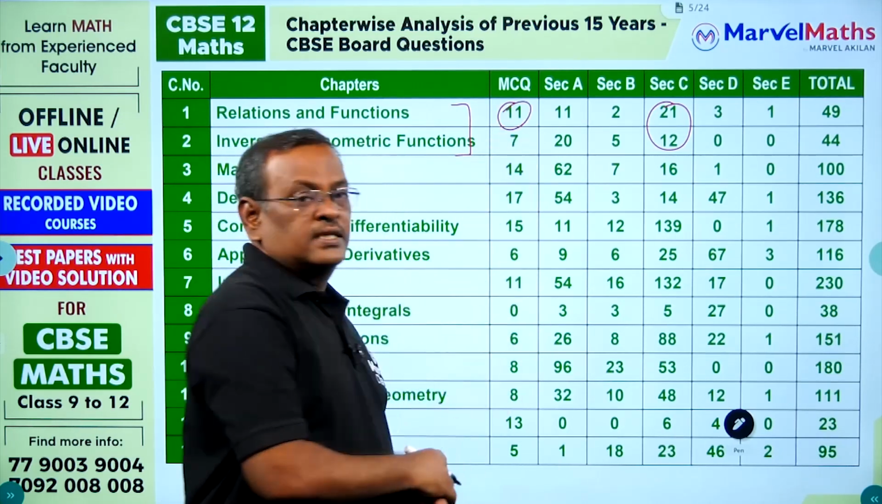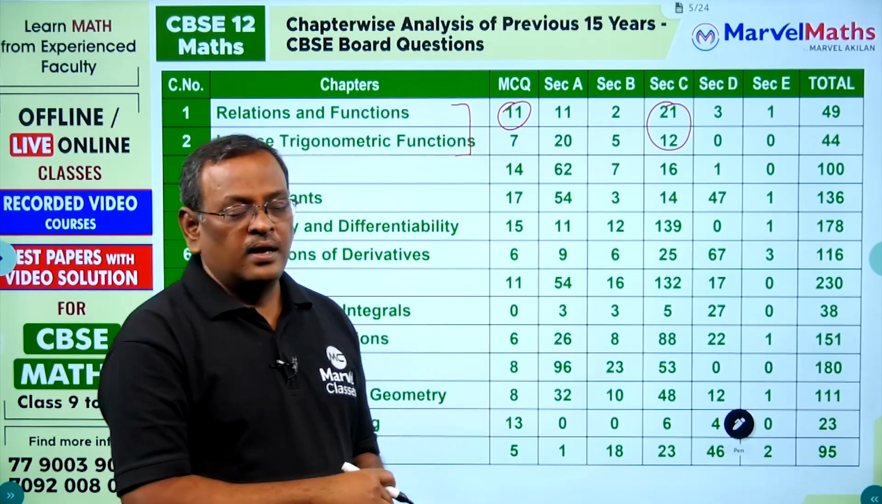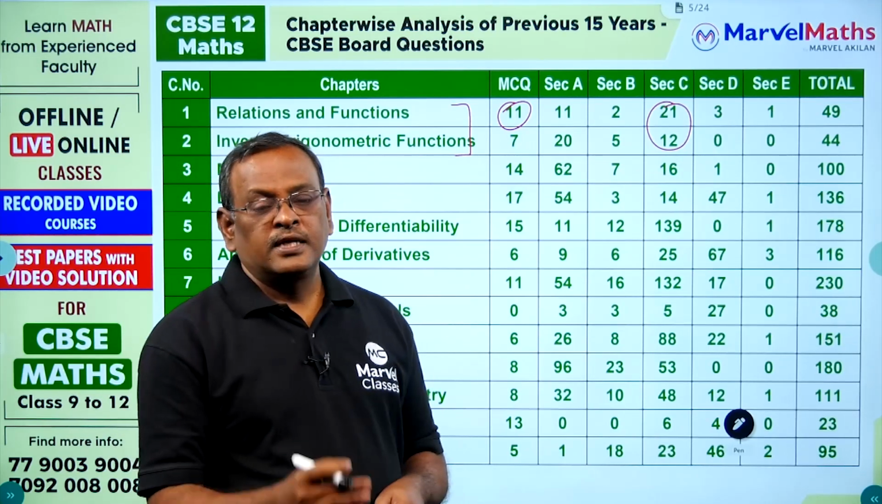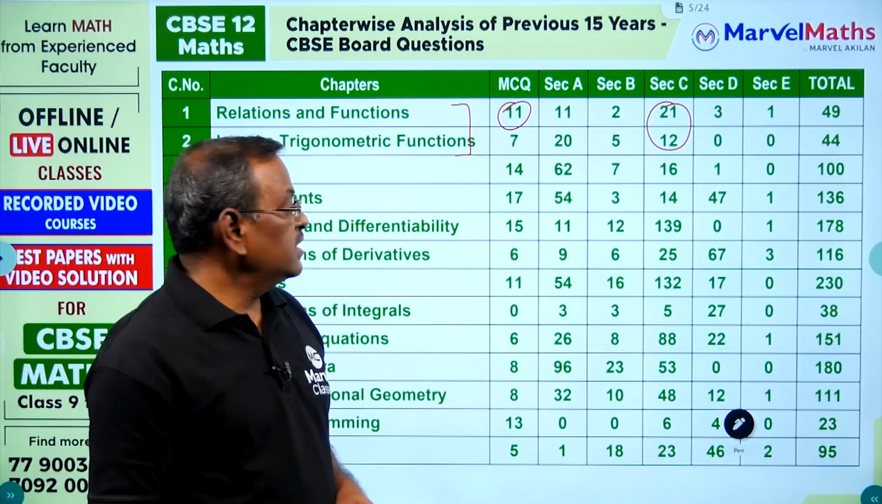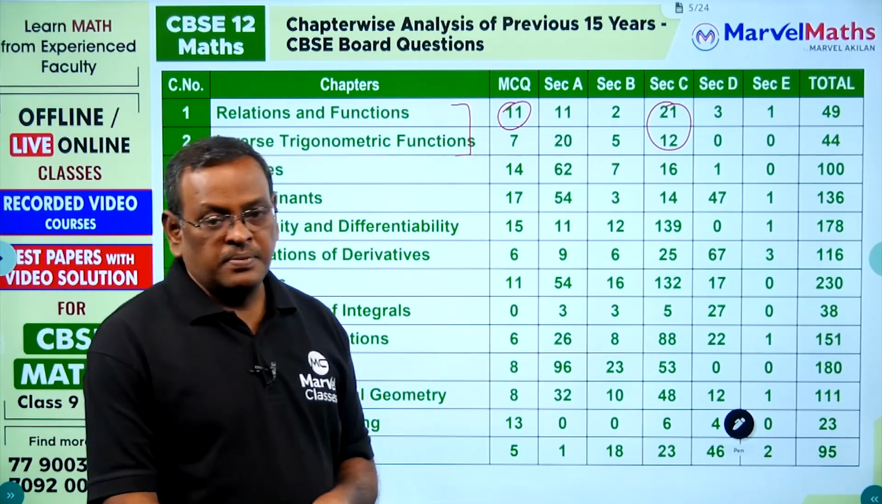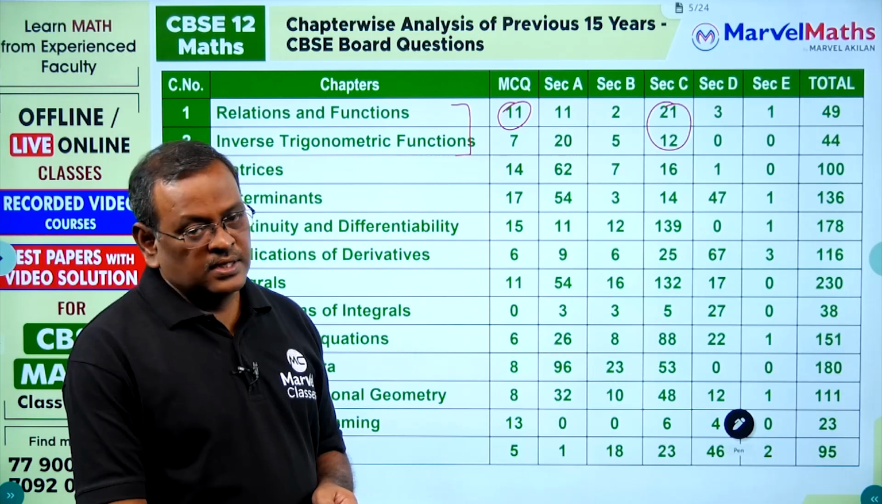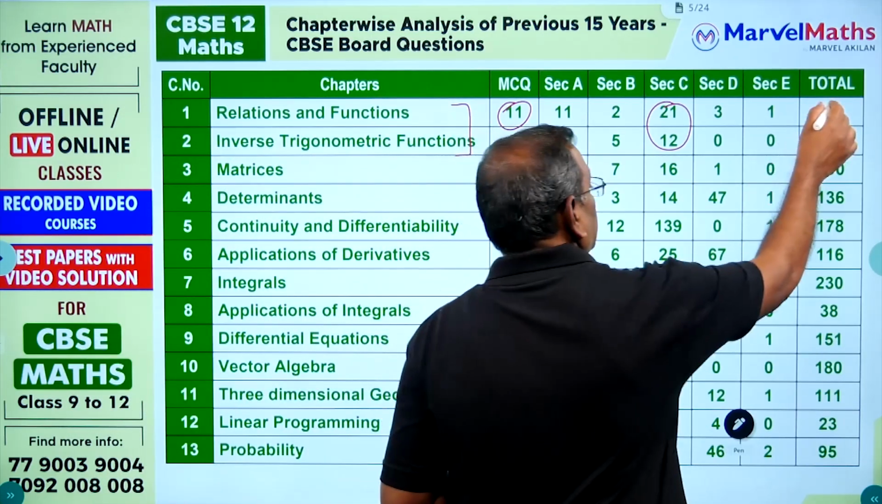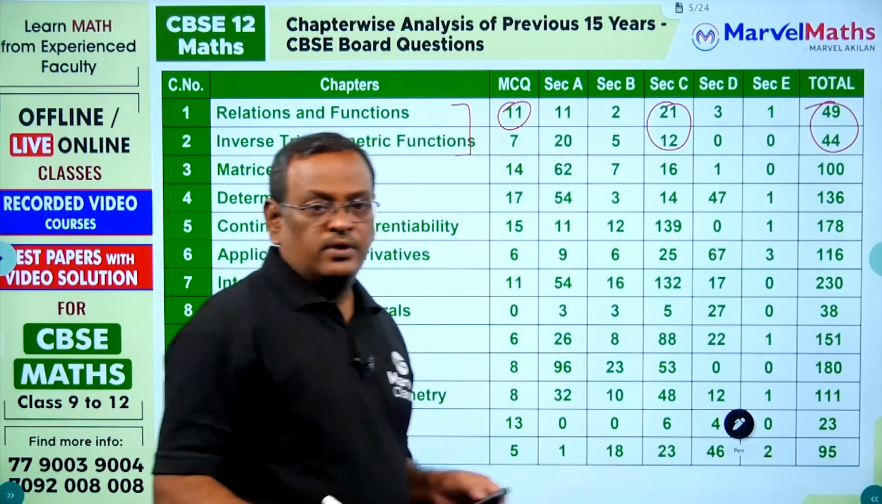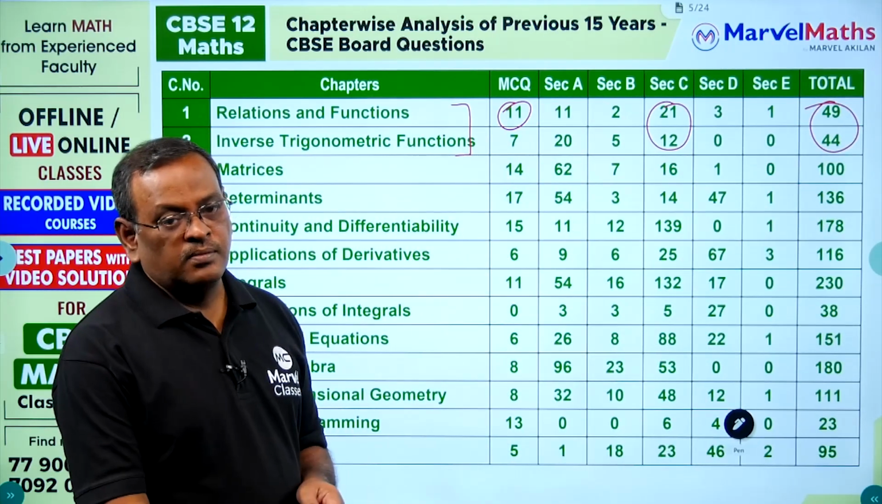For 1 mark questions, relation and function is most important: find the type of a relation, find the domain of the relation, find the range of the relation. For 3 mark questions you can practice: prove that it is an equivalence relation, also find the equivalence class and so on. Both have equal preference. Here you have 8 marks in both the chapters.